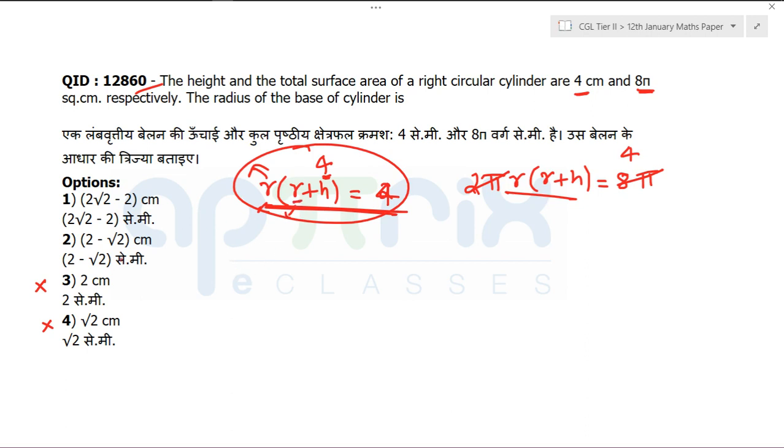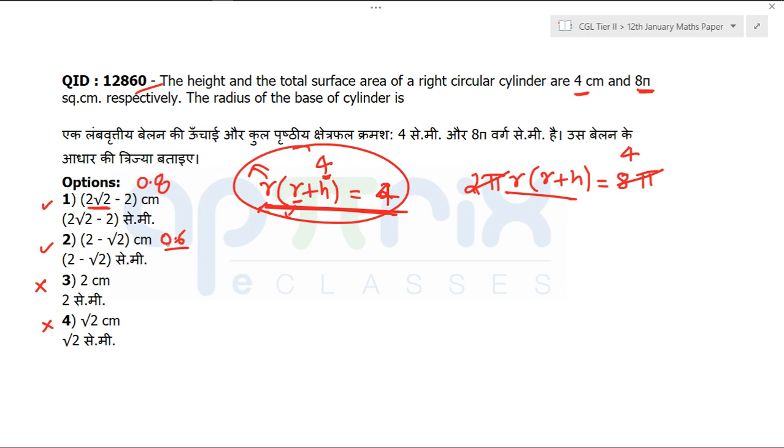Then you go to the options, and again you will become confused that this is also less than 1, this is also less than 1, then what? Do I need to calculate? No, again you need not calculate. With a little presence of mind, you can mark the right answer. You look at this option. This particular option is going to give you 2 root 2. Root 2 is approximately 1.4. That means 2.8 minus 2, approximately 0.8. And this particular option will give you 2 minus 1.4, approximately 0.6.